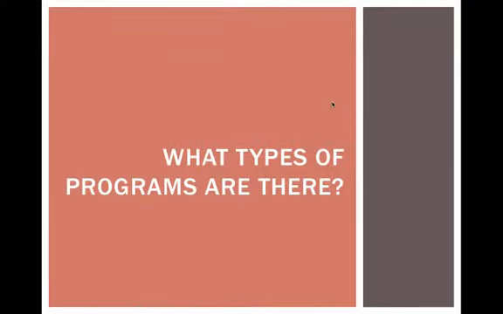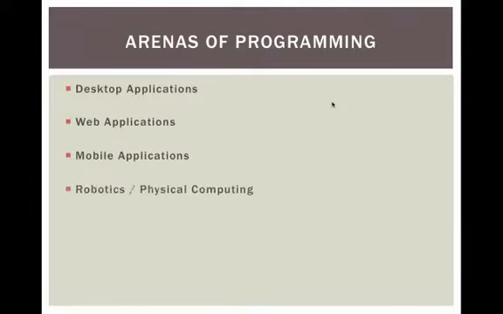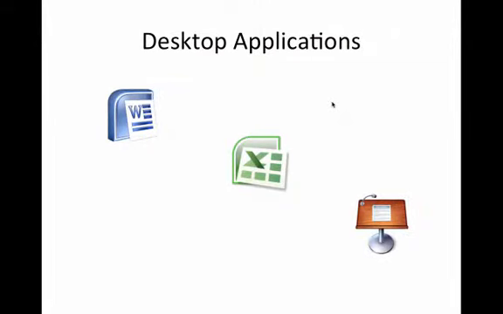So what types of programs are there out there? While there are lots of different programs, what I'm really talking about here are four distinct arenas. There are desktop applications, things like Microsoft Word and Excel, web applications, mobile applications, and then robotics and physical computing, instructions that we give to robots to do things for us. Desktop applications is where we're going to spend the majority of this course, writing applications that do simple tasks for us that would live on your laptop or desktop.